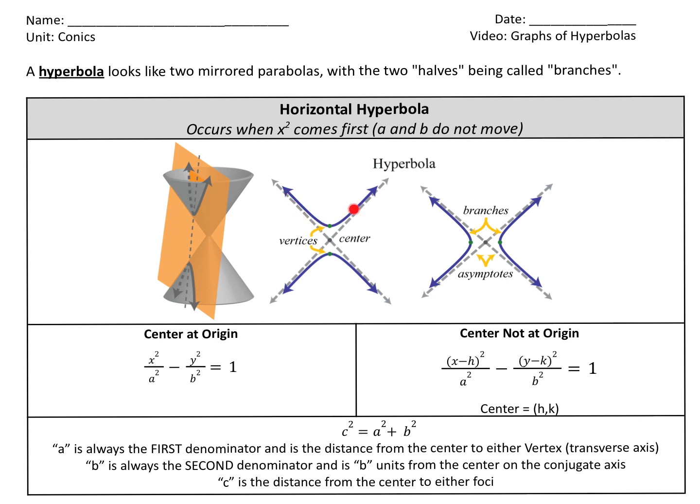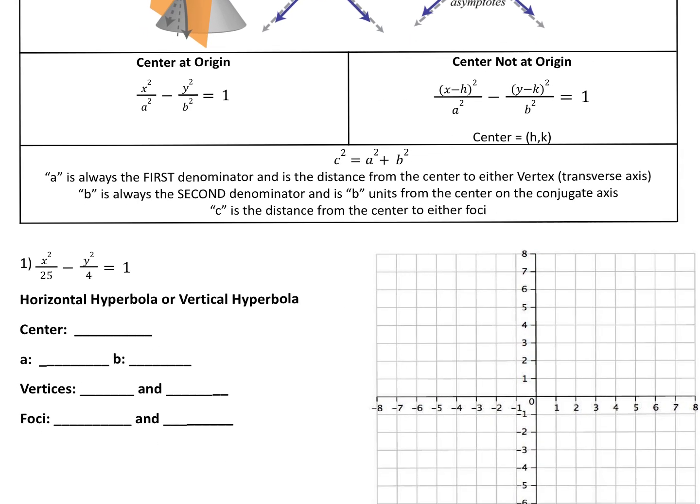We could either have a hyperbola that opens up and down, or one that opens left or right. We call a horizontal hyperbola the one that opens left or right. So these have very similar formulas to that of an ellipse. We have these fractions, but this time we have a minus sign instead of a plus sign. And a couple other things are going to be different. So let's discuss the differences.